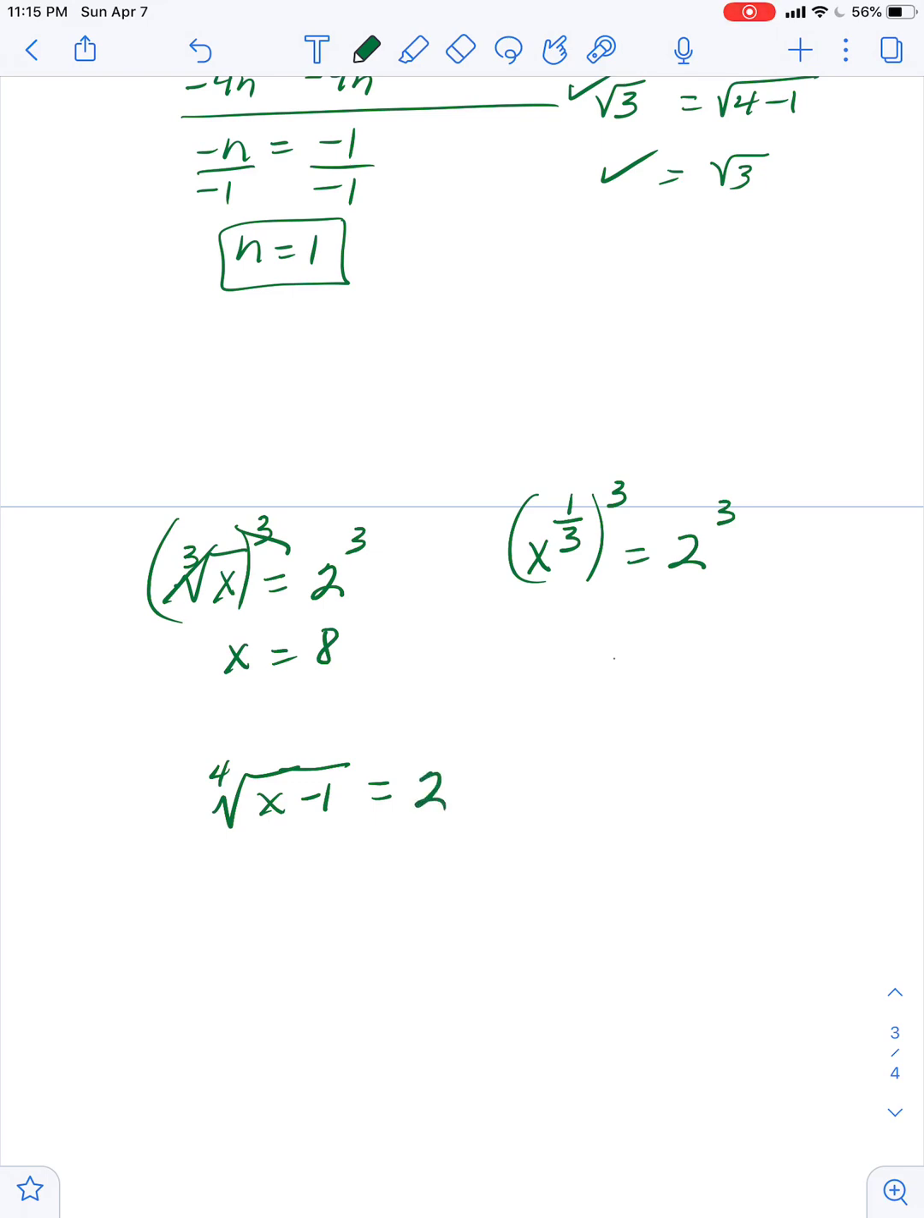If it was a fourth root, maybe it was x minus 1 equals 2. Again, fourth root, so I would need to take it to the fourth, right? Fourth root and fourth cancel. I'm going to get x minus 1 equals whatever 2 to the fourth would be. What is that? 2 times 2 is 4, times 2 is 8, times 2 is 16. Okay, move the 1 over.